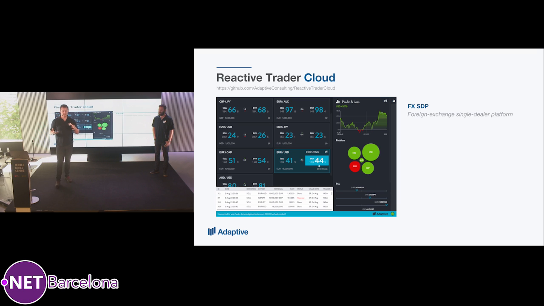It really does take the same architectural approach and style as our big applications that have 20 developers on them working for a couple of years. So a lot of the patterns that you see in the small, when we scale them up, they're still true and it still makes sense. And so Reactive Trader Cloud is what we call a foreign exchange single dealer platform.